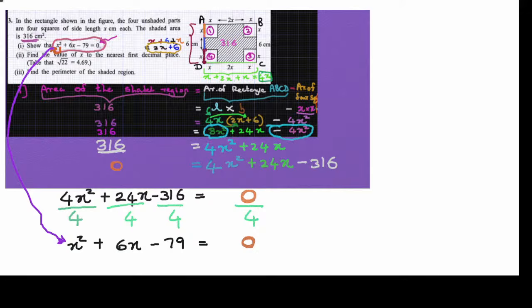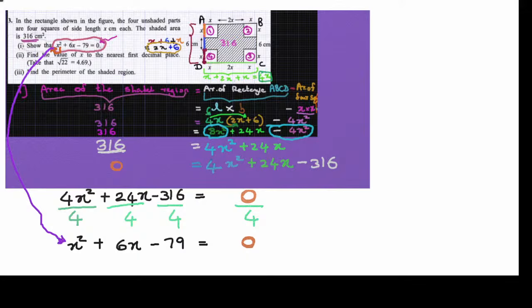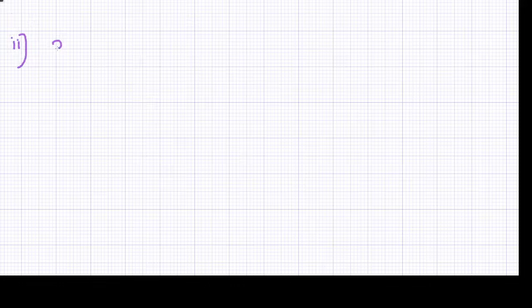So let me go to a new page. Roman 2. We are supposed to solve the equation we built in Roman 1. So what is the equation? x squared plus 6x minus 79 is equal to 0.